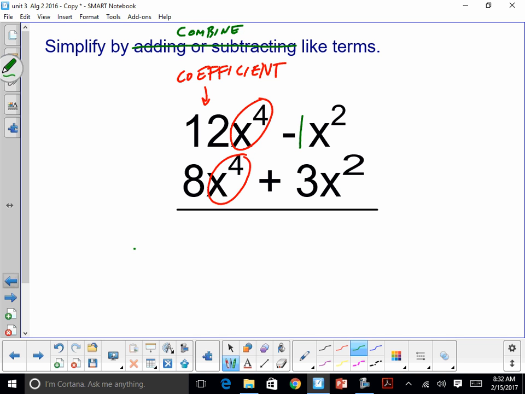If I have 12 of these x⁴s and I get 8 more, how do you know you're adding 8 more? Well, if there's no minus sign, automatically there's a plus sign there. It's a positive 8x⁴. If I combine those like terms, how many x⁴s am I going to have? Someone said 20. It's true. 12 plus 8 happens to be 20. And that's how many x⁴s I have.